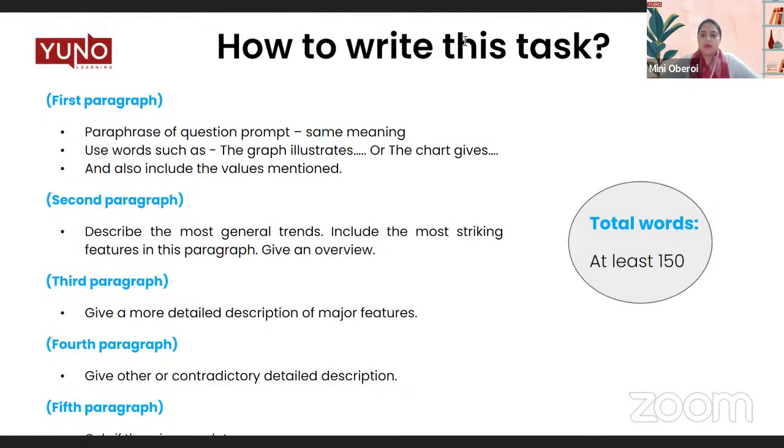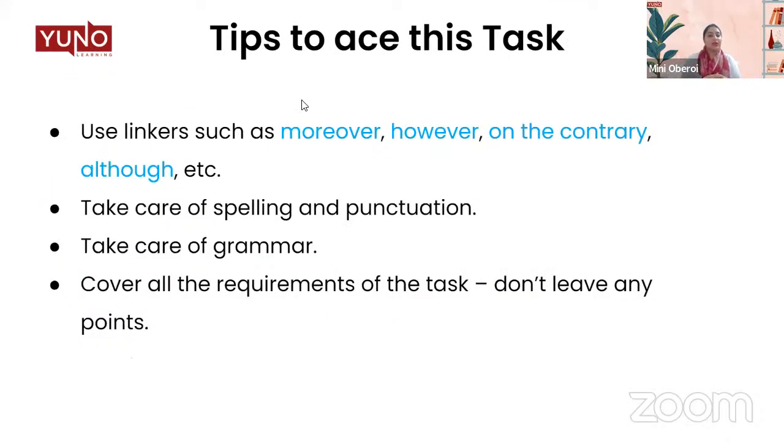Now, let's move on and understand what we mean by linkers. I said that in order to have good cohesive devices in your reports, you definitely need linkers. So what are linkers? Linkers are the words that help us to connect our statements and our ideas better. We try to use moreover.